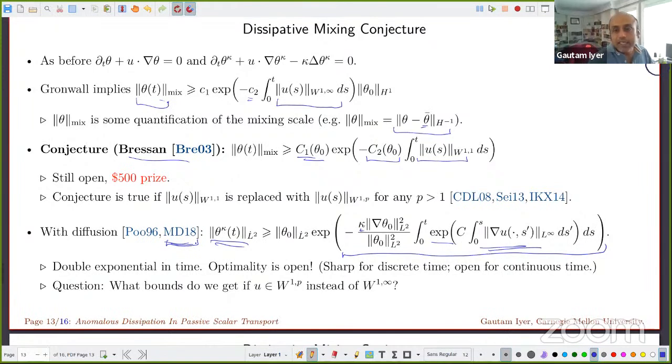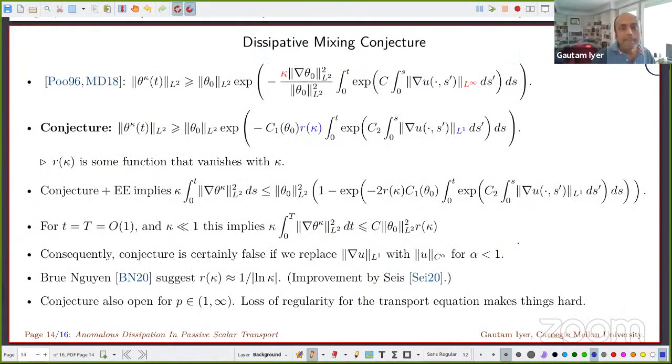So the question is, can I do the same thing? I ask similar questions as Bressan. I say, hey, look, instead of putting a strong norm of u over here, let's put a weak norm. What do I get? So this is the lower bound I have for free, which is double exponential. Now, instead of putting the Lipschitz norm of u over there, let me change it to the L1 norm. So it turns out in that case, I can't hope for the same sort of bound with just kappa. I need to replace it with some function r of kappa where r vanishes. Here's the question: is this bound still true?